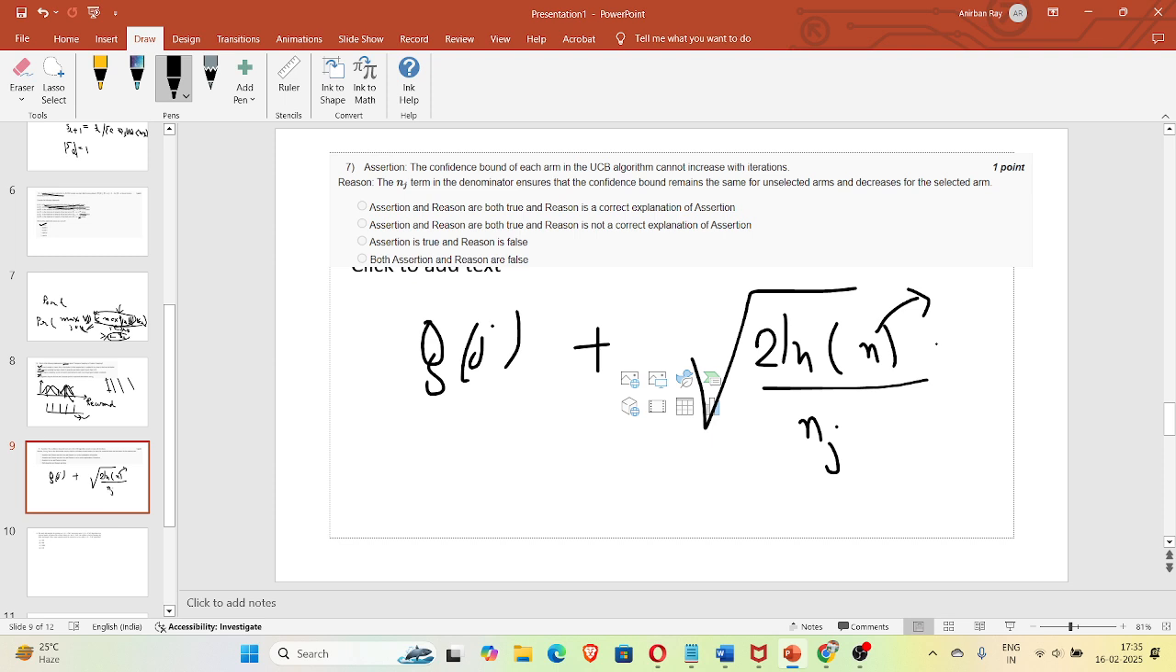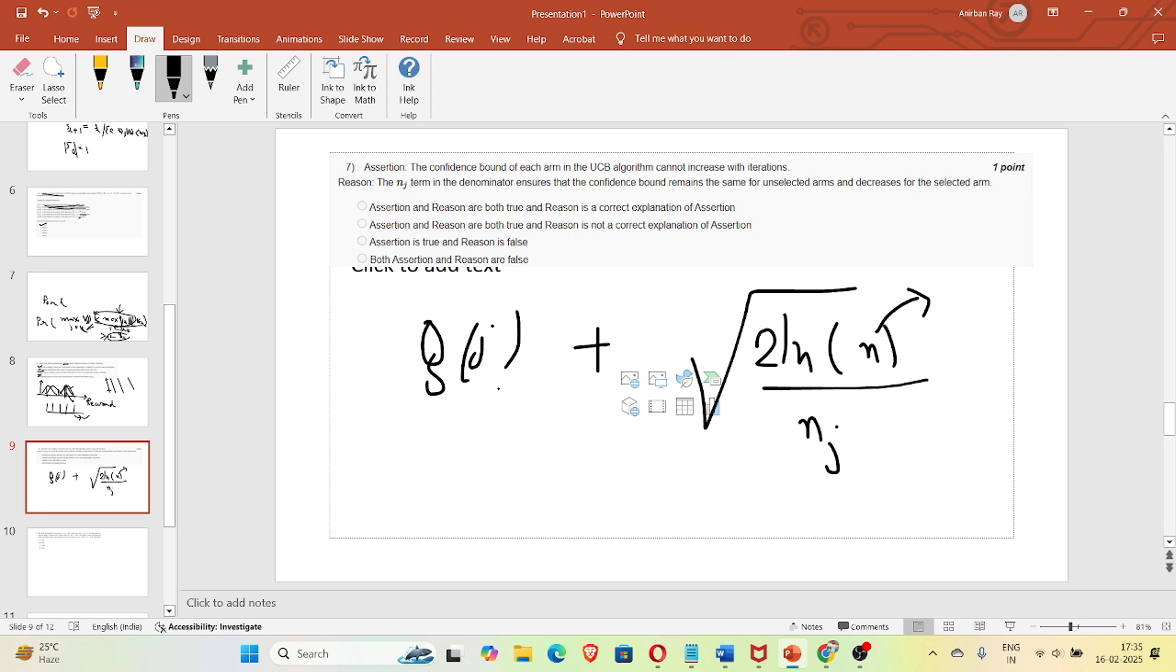So n is the number of times that we have run the algorithm. This is discrete, so 1, 2, 3, 4 like that. n_j is the number of times the jth arm has come as the preferred one or the best arm, with the highest reward. So that is the n_j number of times that has happened. So this is the expression we have for upper confidence bound, and so the confidence bound of each arm cannot increase with iteration. The point is that it can actually increase.